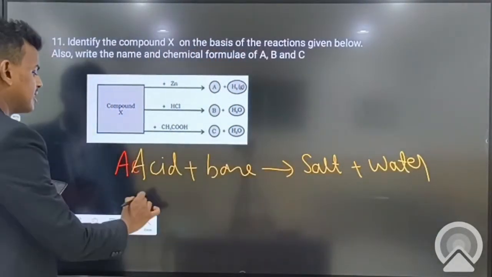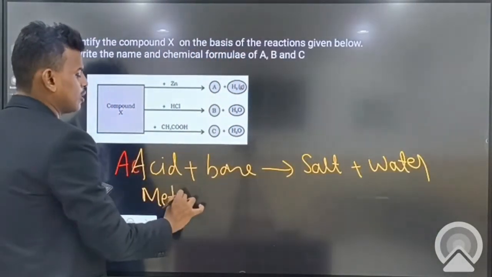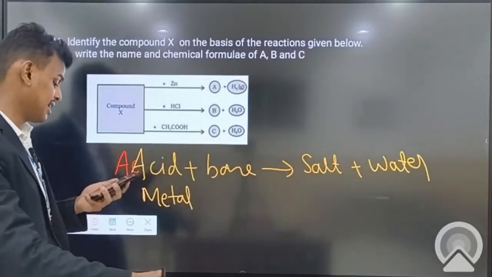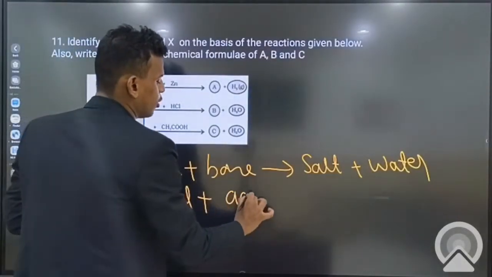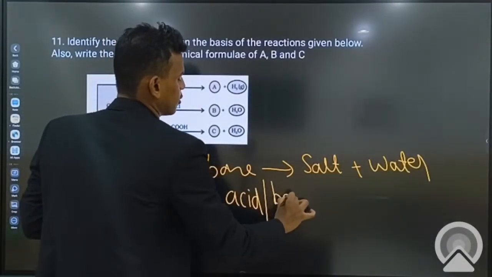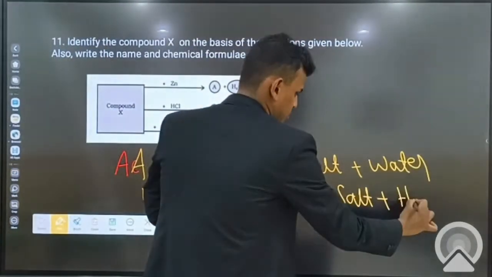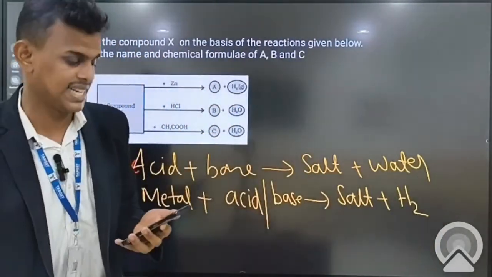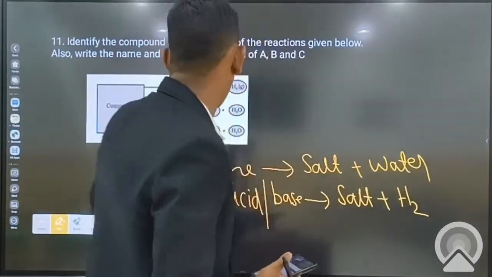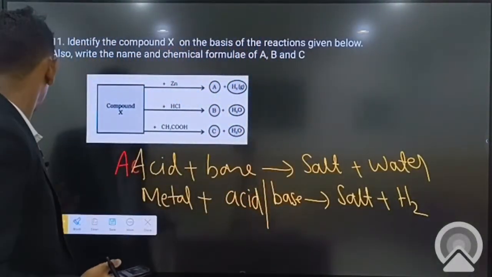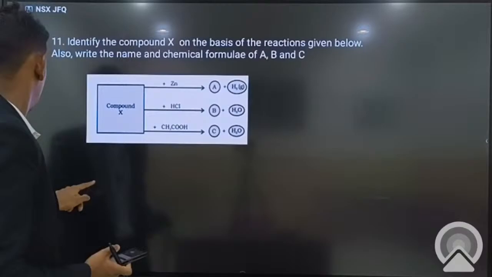Like that, any metal excluding copper and gold, which are very less reactive, reacts with the acid or base, and you will get salt plus hydrogen gas, not H2O but H2, hydrogen gas. So I am winding up. The part of dilution is also important. So this is all of your second chapter, acids, bases and salts.